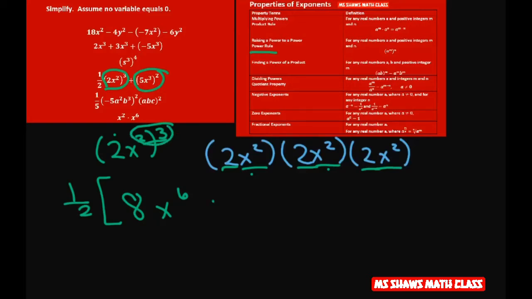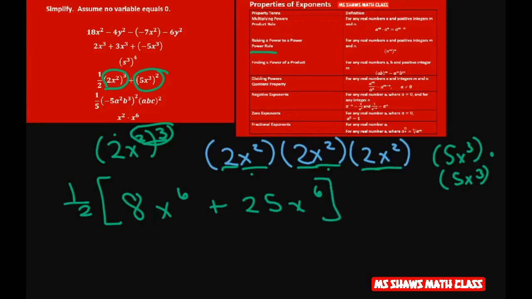Now we're going to do the same thing for the next one. You do 5 squared. Remember, this is just going to be 5x cubed times 5x cubed. So you're multiplying those. So 5 times 5 is 25 x to the 6th.